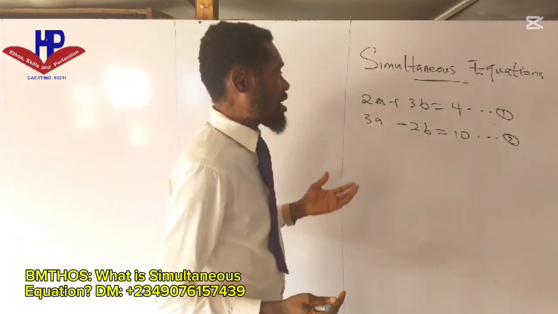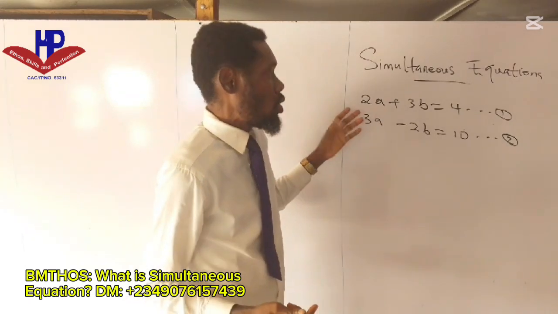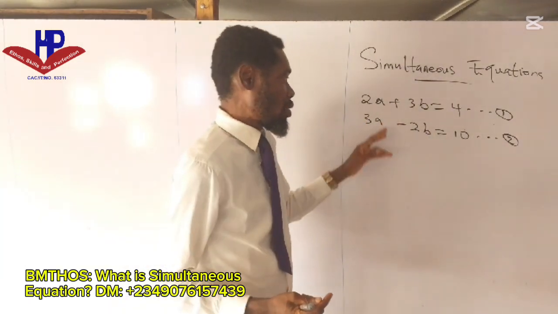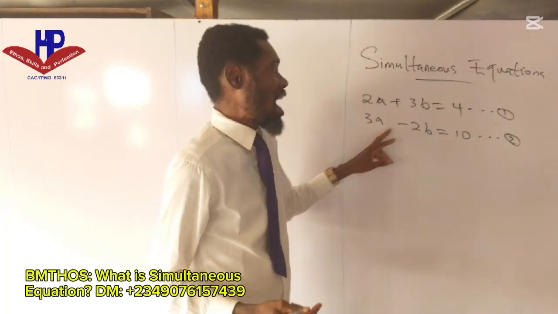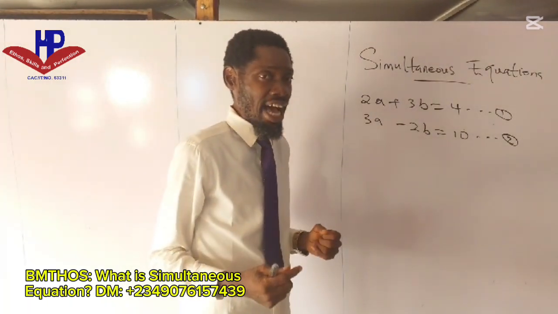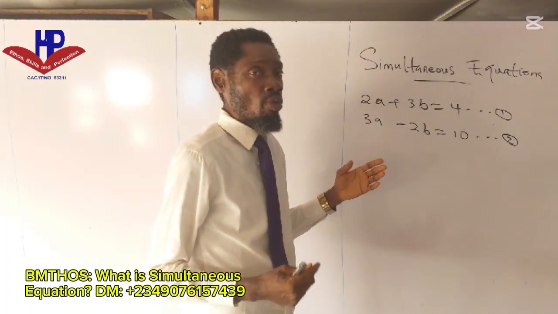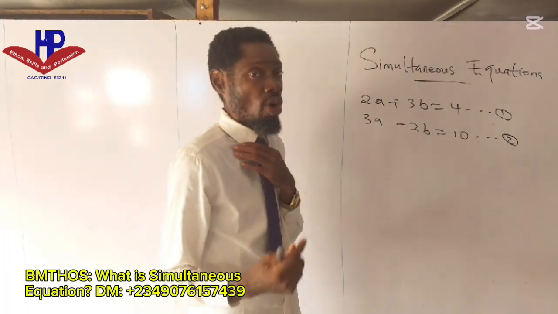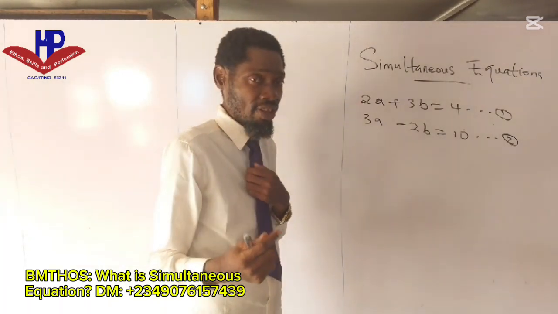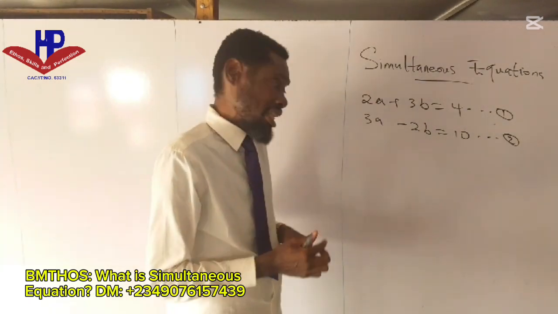You will notice that the variables a and b are found in the two linear equations. We have a here, a here, b here, and also b here. And you must understand that the letters will not always be arranged in the same order. It is expected of you as a student to be able to arrange your equations properly before you start solving. Let's see another example.